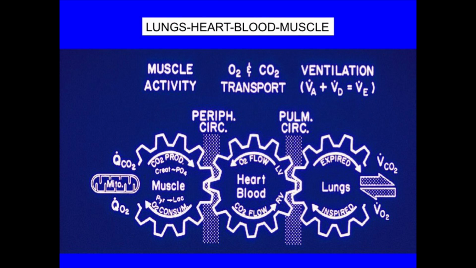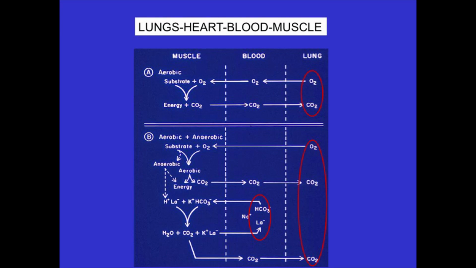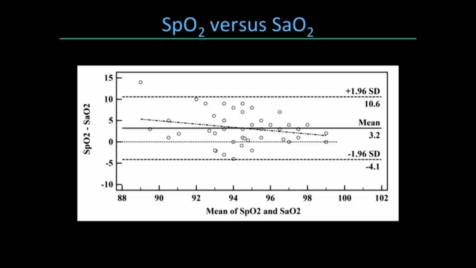The O2 flow will be delivered to the tissue from the left side of the heart, at which point the tissue will respire and the mitochondria will produce CO2. CO2 flow will come back through the heart and lungs and get expired. And that is the basis, along with this slide, for gas exchange measurements in patients with cardiovascular disease.